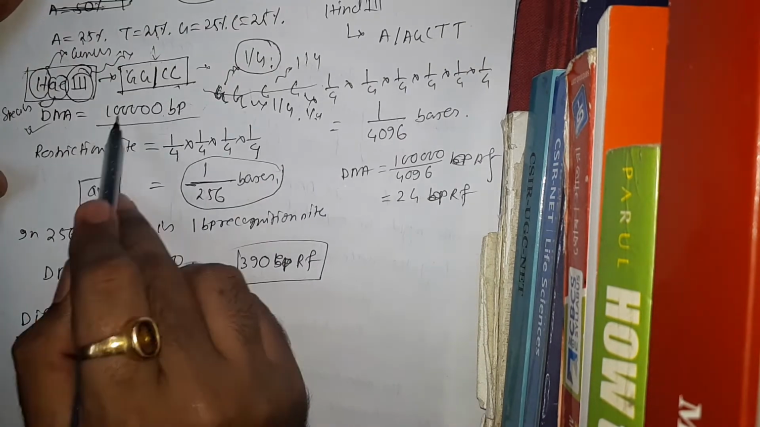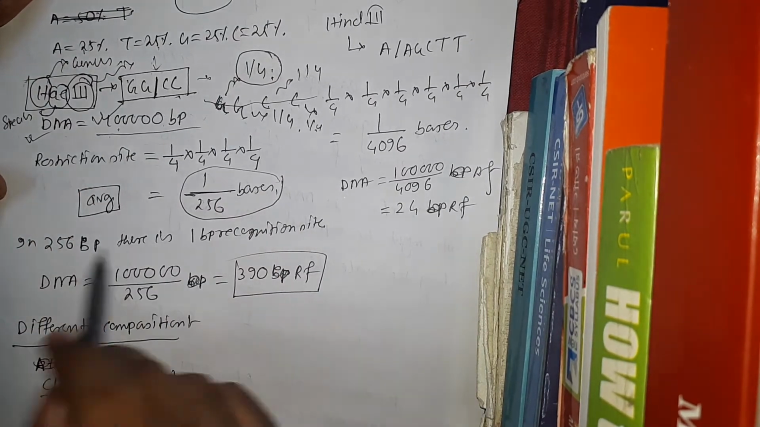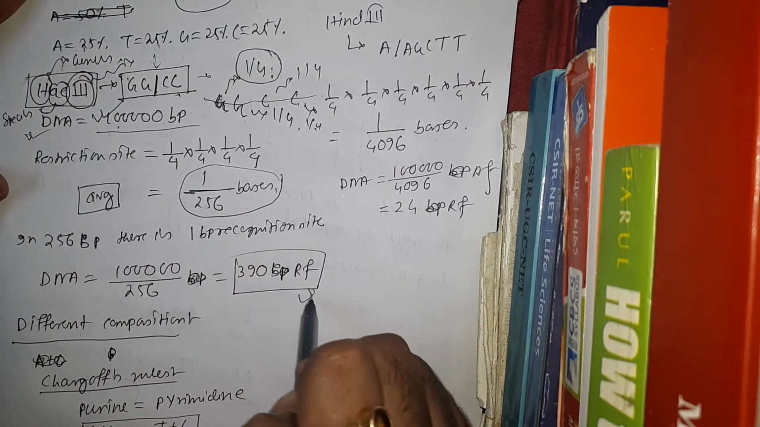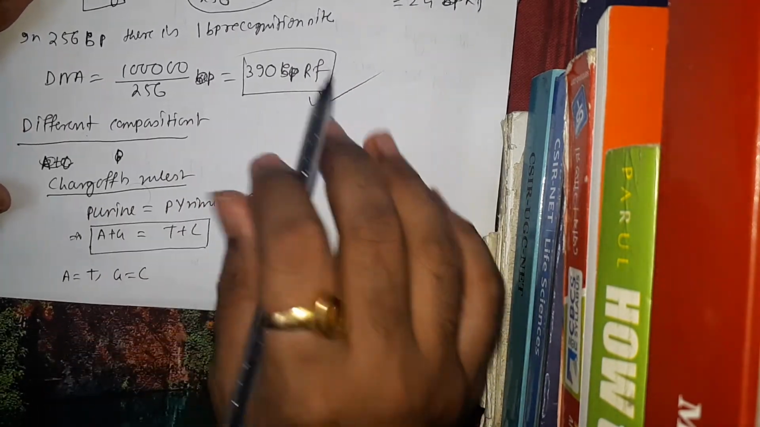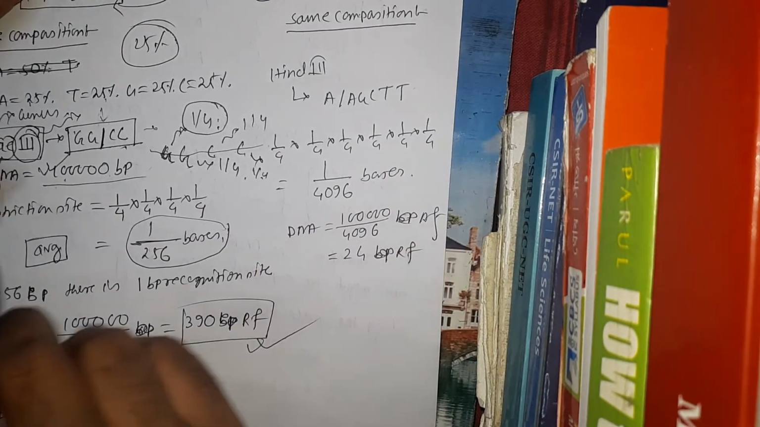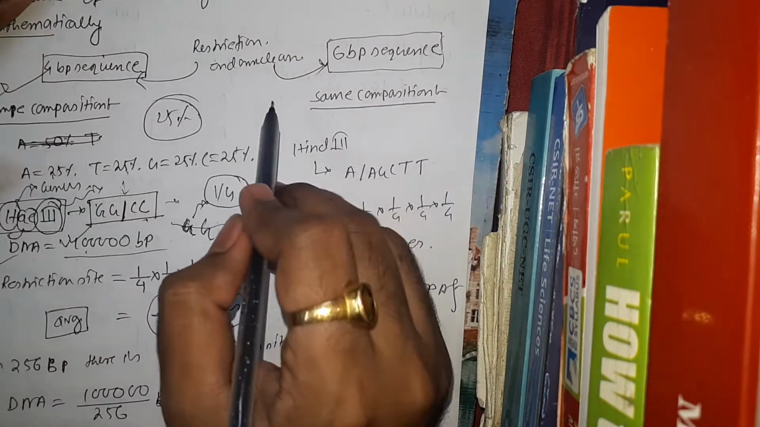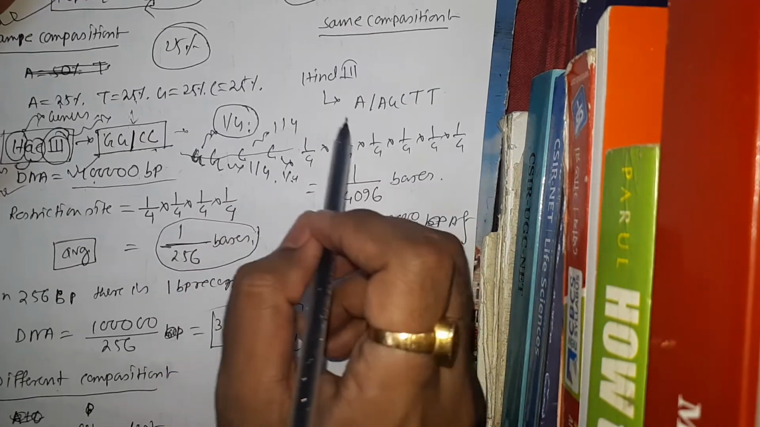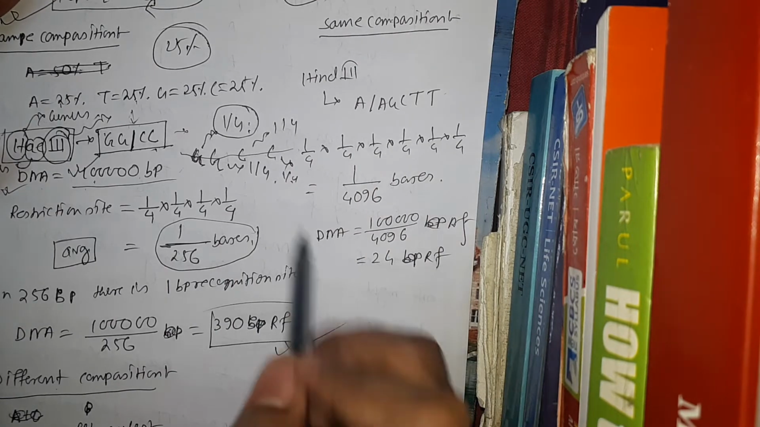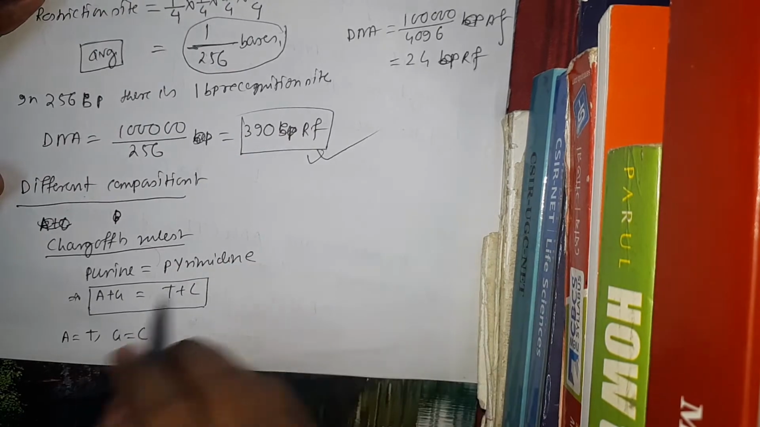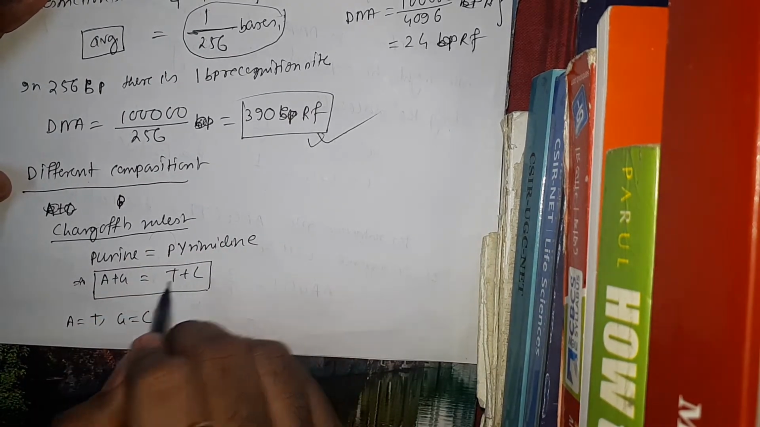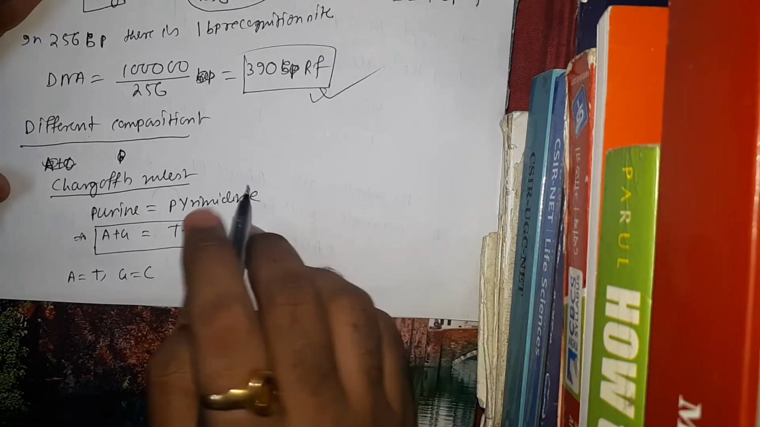So for 1 lakh base pair, how many restriction sites will there be? That is 390 recognition sites. So I hope this is clear to you. In a similar way, in case of a 6 base pair sequence, you can apply the same funda. Now we are going to talk about the case of different composition.